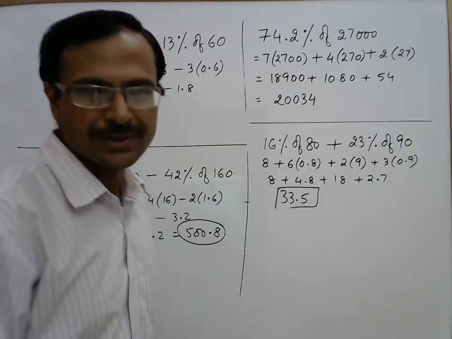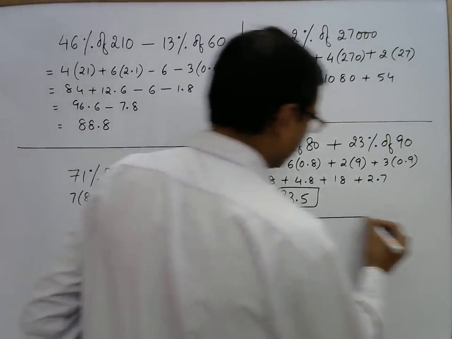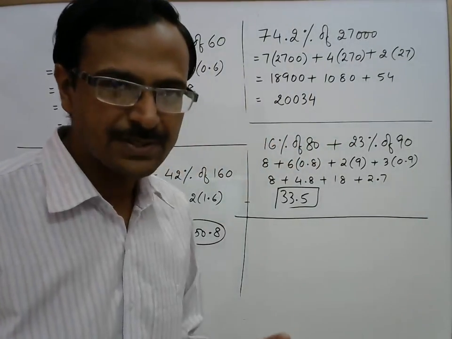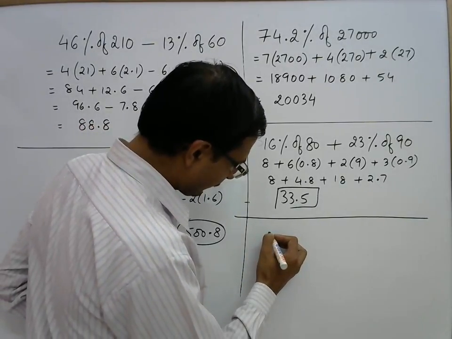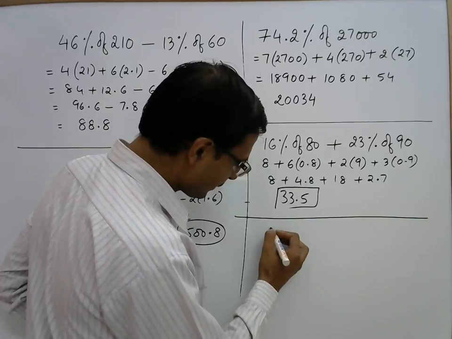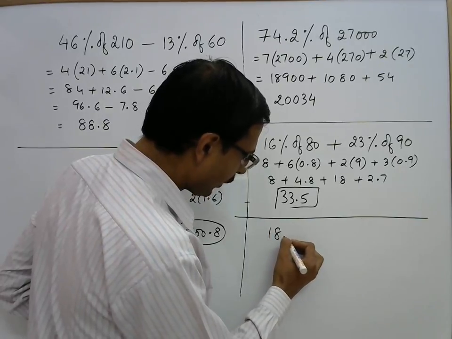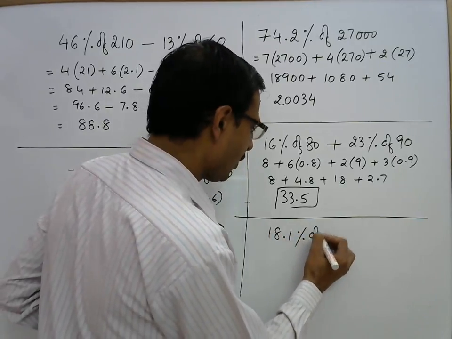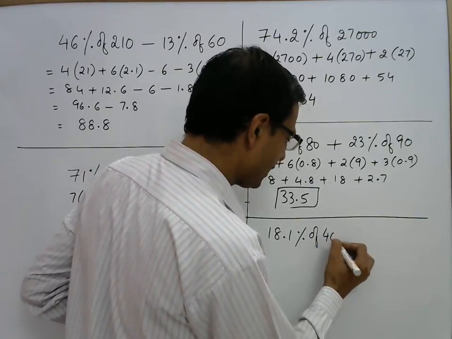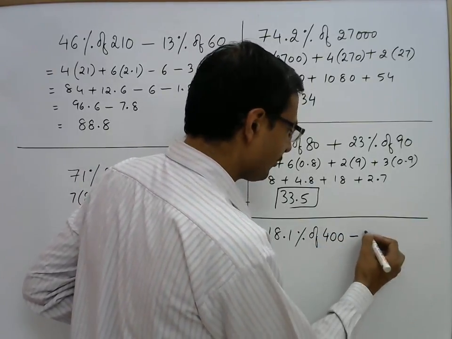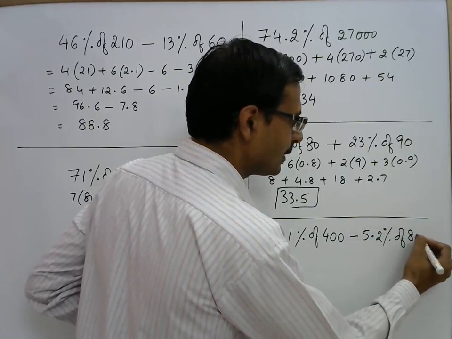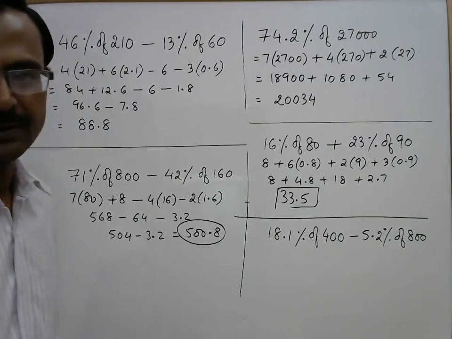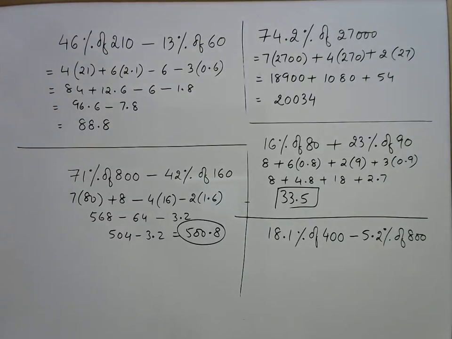Okay, one more question of this kind. We will have a question of decimal percentages now. So this is, okay, I'll give you an easy one first. 18.1% of 400 minus 5.2% of 800. Okay, let's have this one. 18.1% of 400 minus 5.2% of 800.